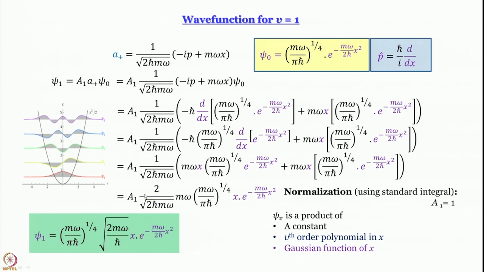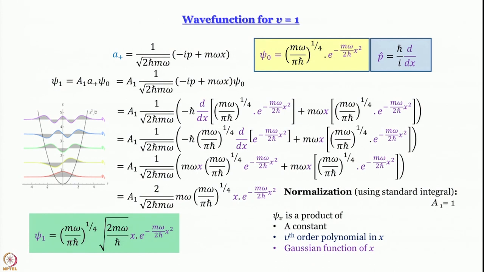And as we will see later on, as you go higher up, you will get terms in x to the power 2, x to the power 3, and so on and so forth. You are going to get polynomials in x, and the order of that polynomial will be the same as the vibrational quantum number v, right? So, this is an example of how one can use the ladder operator to go up a ladder and, given a wave function, work out the wave function that is immediately next. So, from psi 0 we have worked out psi 1.